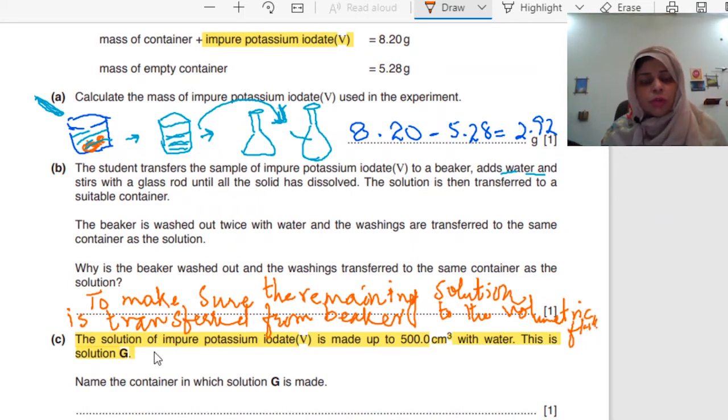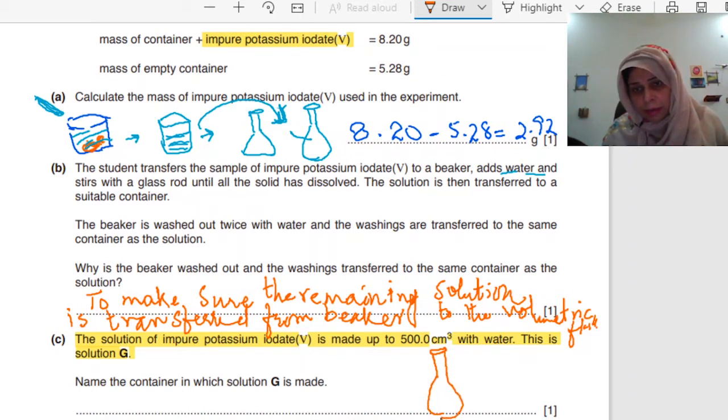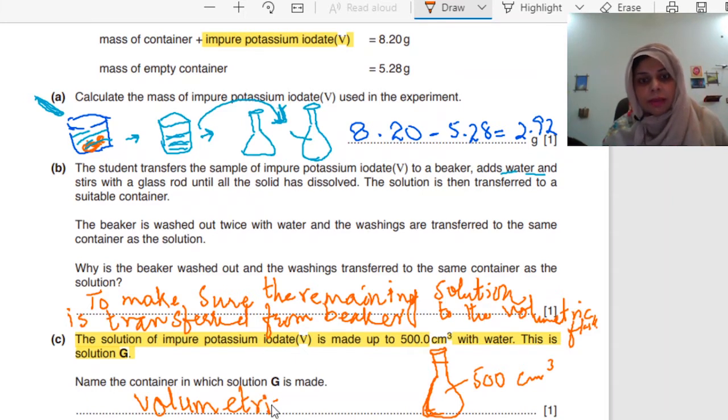The solution of impure potassium iodide is made up to 500 centimeter cube with water. This is solution G. Name the container in which solution G is made. Actually, whenever we have to make solutions, we use a special flask. This is called a volumetric flask. It is of 500 centimeter cube. So this is the volumetric flask.